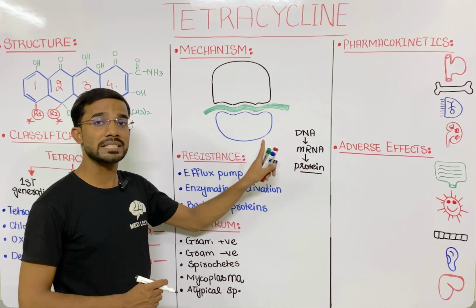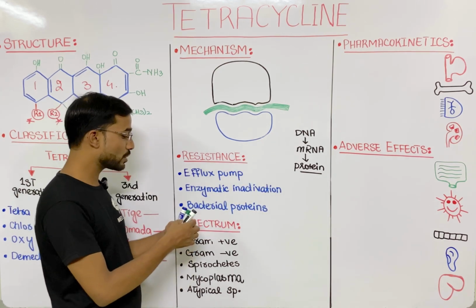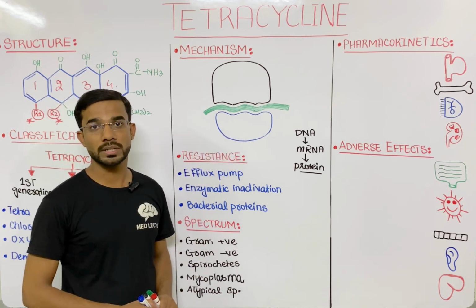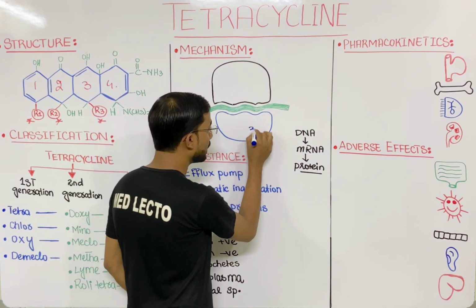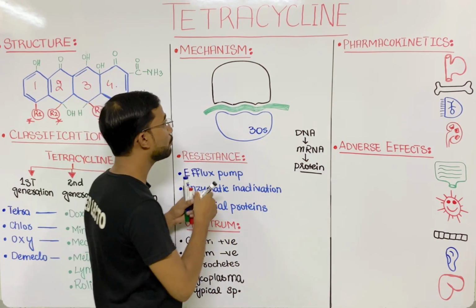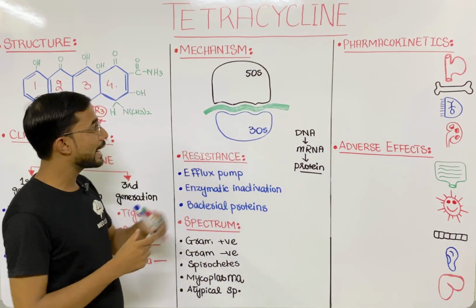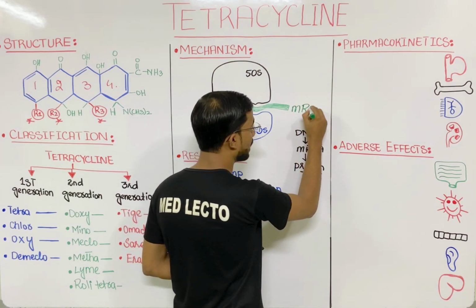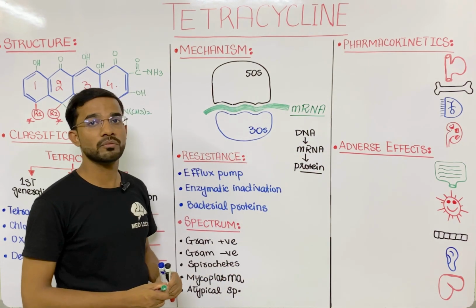It will play its role in the translation process. We will see how. First of all, we will look at the two most important subunits of the bacterial ribosome. If you look here, the bacterial ribosome has two units, the 30S and the 50S ribosomal subunit. And in between them you will see the messenger RNA that will be translated into the protein with the help of the ribosomes.